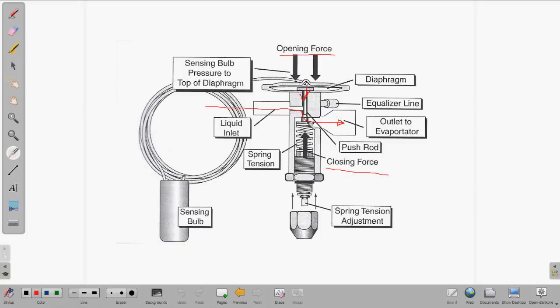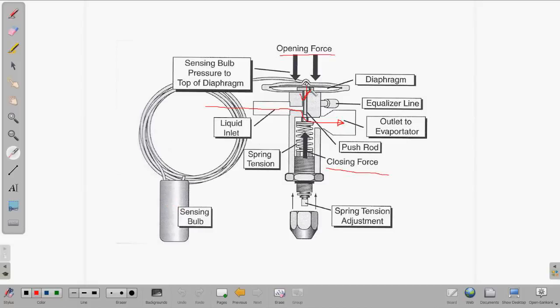So once again, sensing bulb increases in temperature. It increases the opening force, and it pushes down against the evaporator pressure and the spring tension. Then as it starts to balance out and we go the opposite direction, the sensing bulb senses the temperature decreasing, pressure goes down, it relieves some of the opening force, and the spring tension with the evaporator pressure start to close the metering device just a bit.